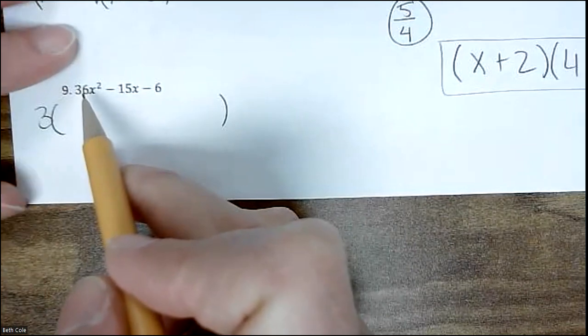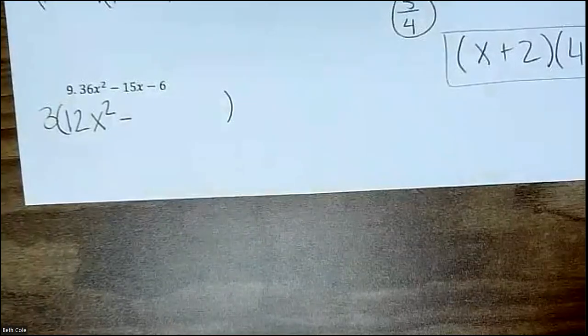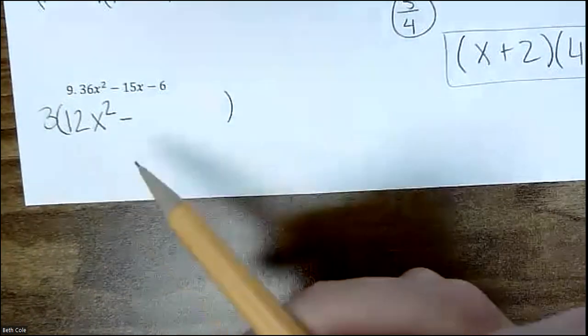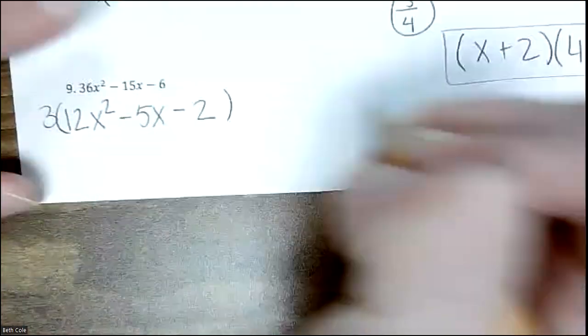Oh, hold on a second. 36 divided by 3 is 12x squared minus, can you focus for me? Wait, that's 12? 36 divided by 3 is 12. I think you were just ahead. All right, 15 divided by 3. All right, so 5x and then minus 2.